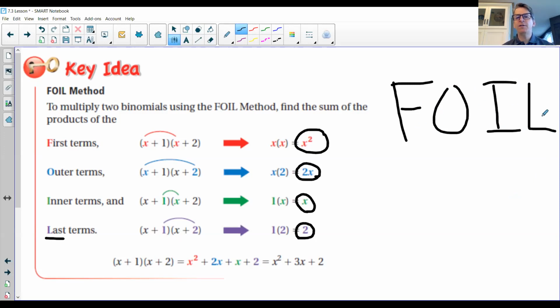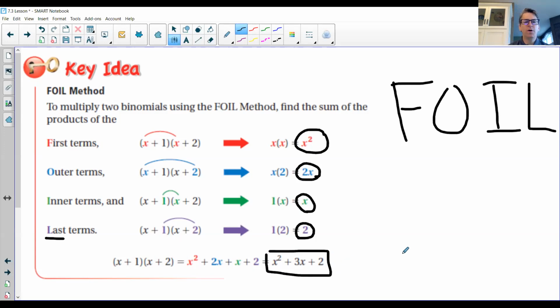First, outer, inner, last. Okay, so what do you do with these terms? You add them all up. So you get x squared plus 2x plus x plus 2, and you end up with your answer by combining your like terms, 2x and x.